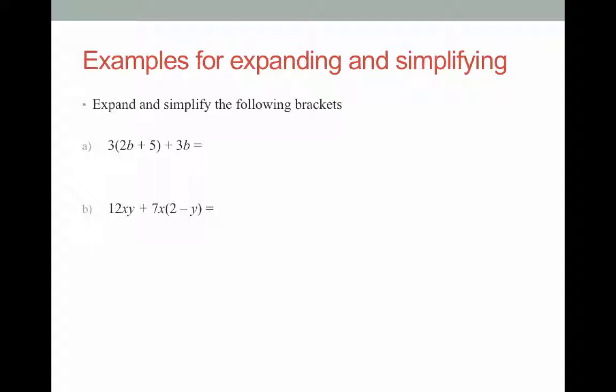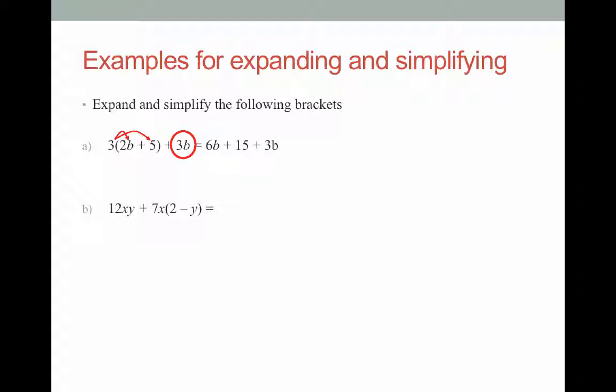So let's have a look at what I'm going to do. In that first question, I'm going to do 3 lots of 2b, which is 6b, and then 3 lots of 5, which is 15. I still have that plus 3b on the end. Now that plus 3b is not part of the bracket, so I'm not going to multiply 3 by the 3b. I'm just going to put that 3b on the end.